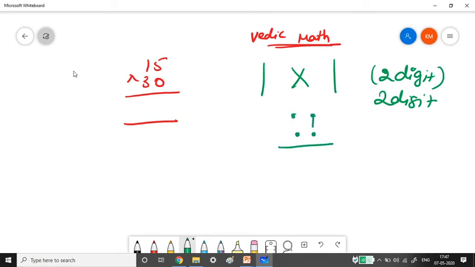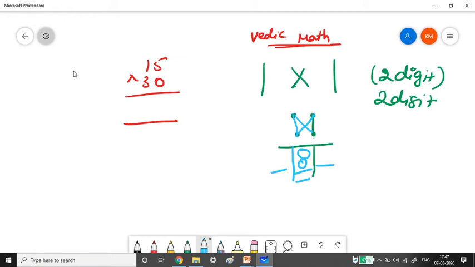First, you multiply the digits on the ones place and write the result here, and then you cross multiply. Multiply this one and write it here, and this one and write it here, and write the total. And on the tens digits you multiply vertically and write the answer here. This is how the technique works.